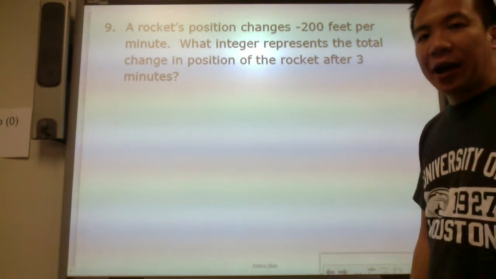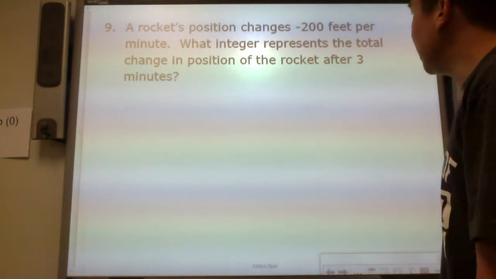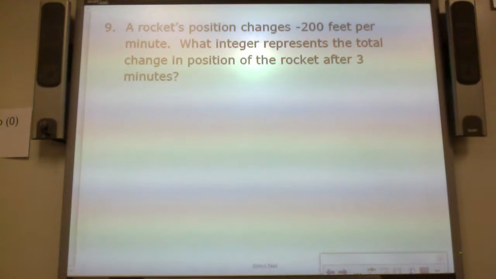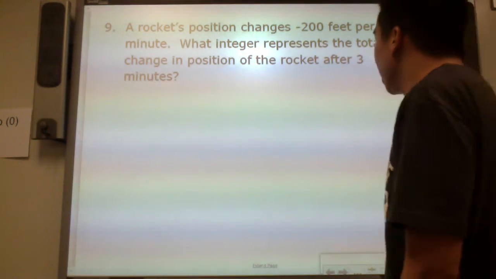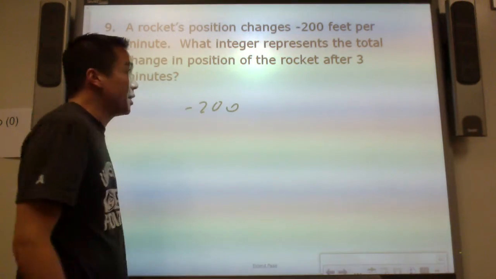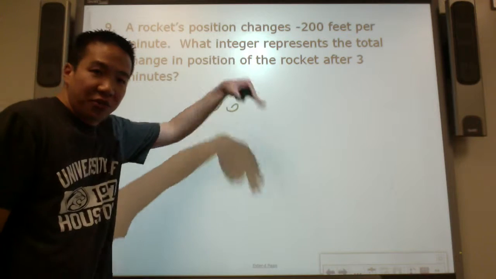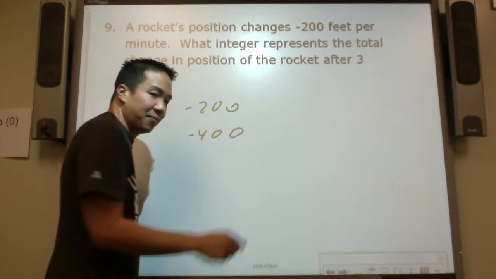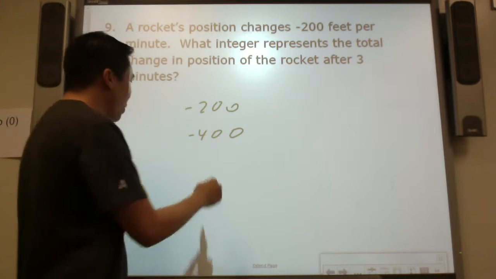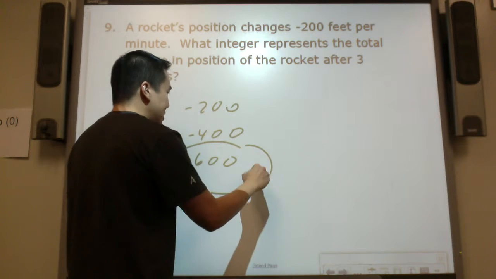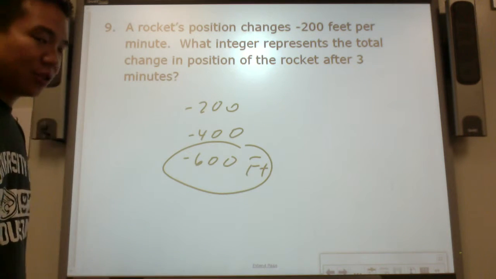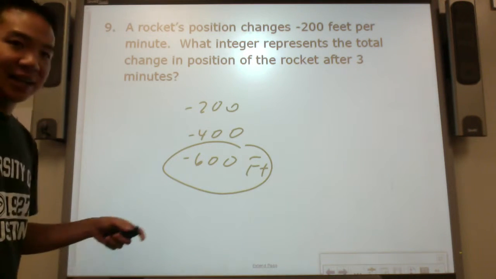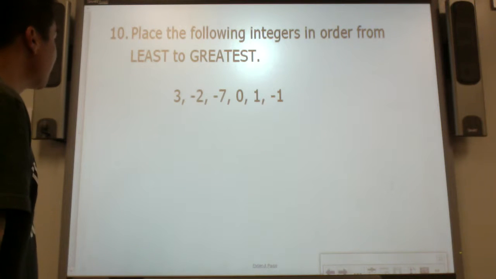Number 9. A rocket's position changes negative 200 feet per minute. What integer represents the total change of position of the rocket after 3 minutes? So in the first minute, it went down 200 feet. So I guess it's landing. In another minute, it went down another 200 feet, so it's negative 400. Then in the third minute, it went down another 200, so it's negative 600 feet. So it's negative 200 plus negative 200 plus negative 200. Repeated addition.